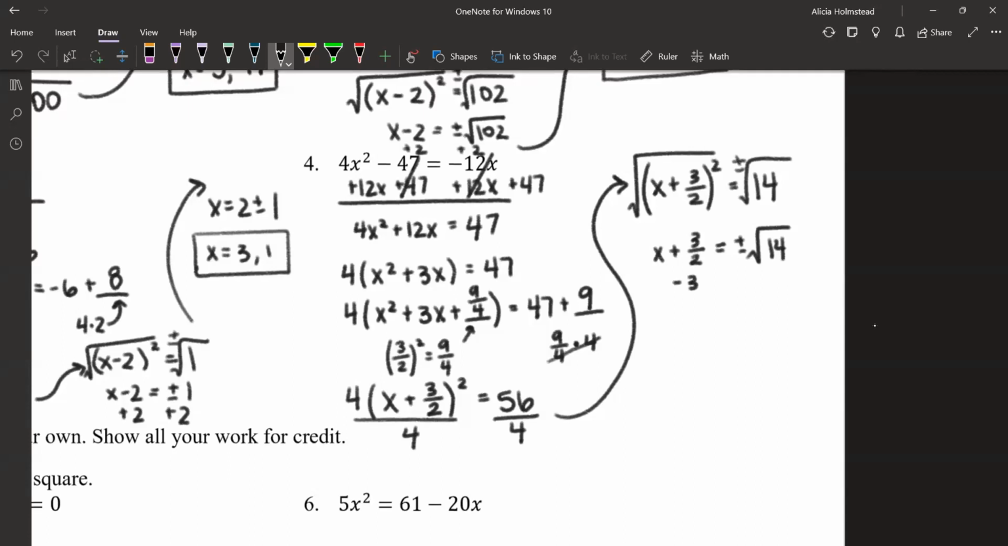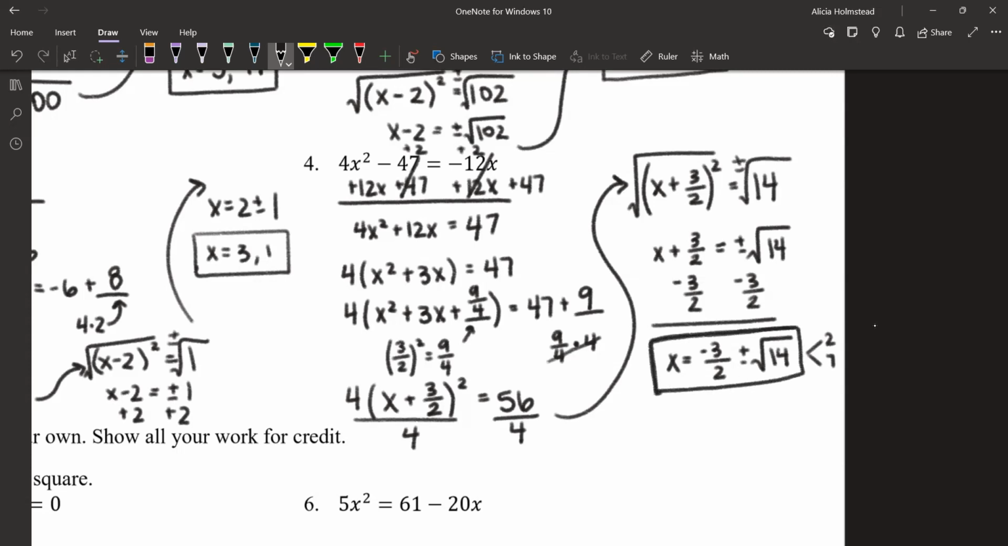And then the final thing that we need to do to solve for x is subtract 3/2 from both sides. So we get x equals negative 3/2 plus or minus the square root of 14. Before we can say that's our final answer, we got to check and make sure that the square root of 14 doesn't simplify. 2 and 7 are prime, so that's the end there. So that is, in fact, the solution to this quadratic equation.